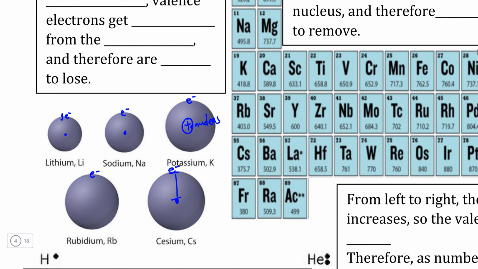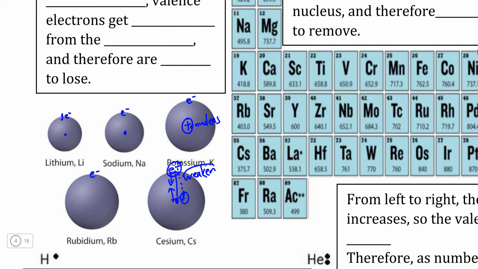Now, as the valence electron gets farther away from the nucleus, does the attraction between this electron and the nucleus get stronger or weaker as the electron gets further away? Well, that answer would be weaker, because the farther away the negative charge is from the positive charge, the harder it will be to attract.